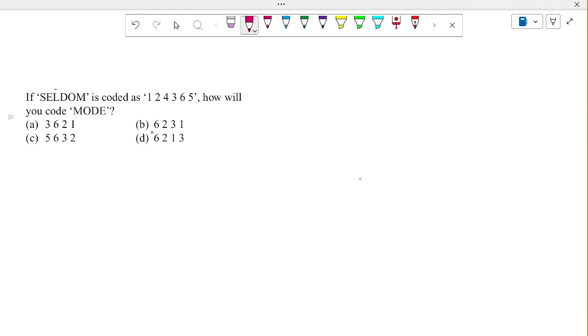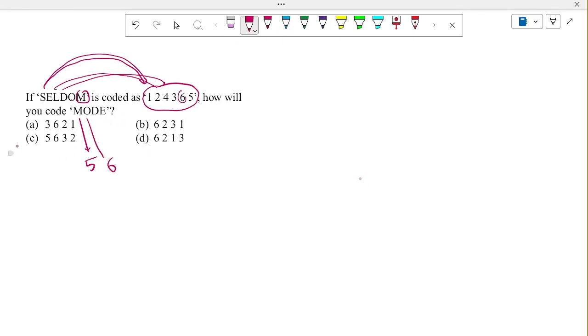We'll see 5632. Yes is coded as, see, whenever you have got numbers in sequence, you need not struggle a lot because mostly it is directly coded. Yes is written as 1, E is written as 2, L is written as 3, something like this. So in this we have got M. M is what? 5. So this M is 5. And we have got O. What is O equal to? 6. 5 and 6, only one option, that is 6.